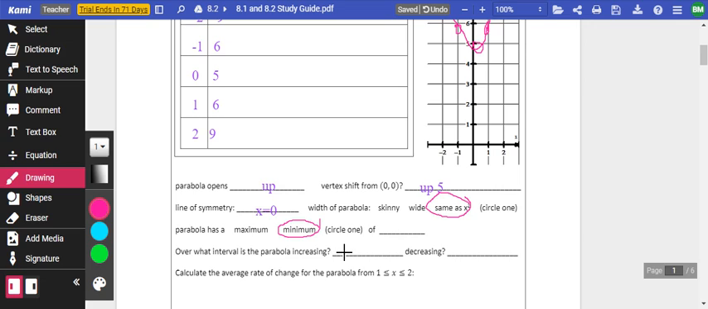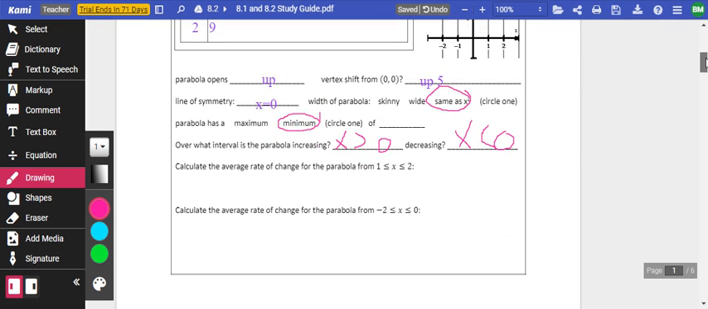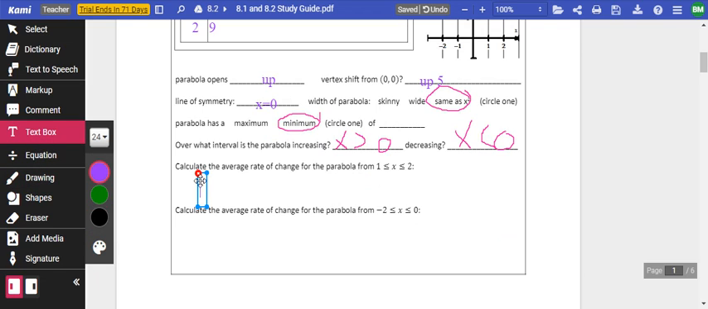And how does it increase? Over what interval does it increase? When x is greater than 0, it is increasing. When x is less than 0 is when it's decreasing, to make that lovely U shape. Calculate the average rate of change. This is all about slope.